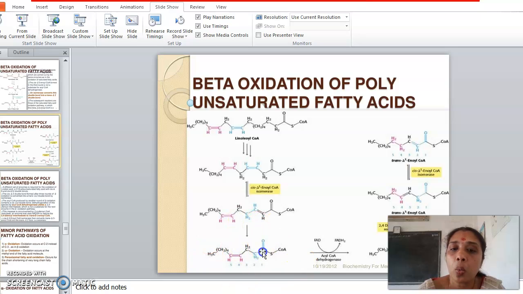C 1, 2, 3, 4, 5. 5 plus 4, 9. 9 plus 1, 10. Clear. Now we remove it. Now we have only a single, if it is a double bond, but what position is it going to be? 1, 2, 3, 4. The fourth position.